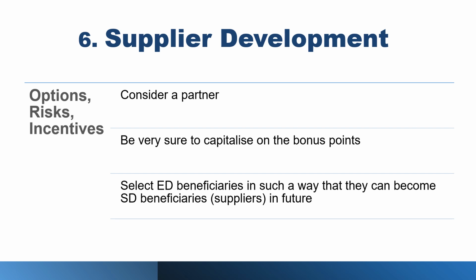Then you need to make sure that you get the bonus points. So the bonus points are for creating jobs, and then also for migrating from ED to SD. So it's important that you select beneficiaries on your ED program that potentially can become a supplier in the future. You don't want to go and miss those bonus points purely because you don't select your ED beneficiaries well.